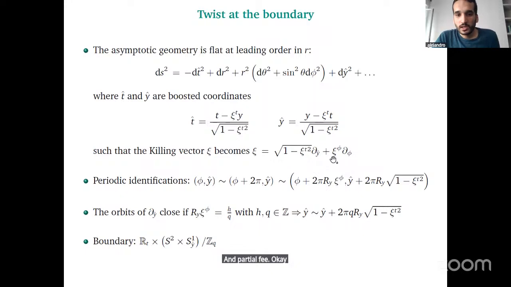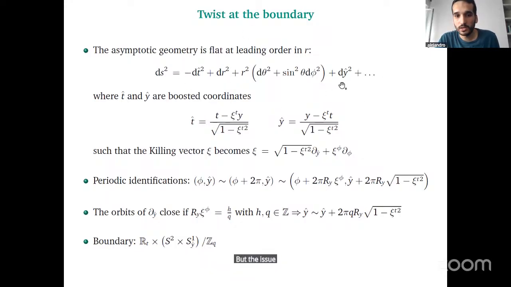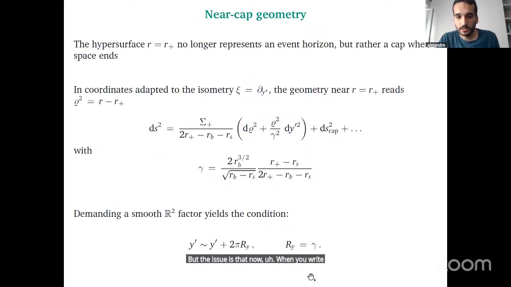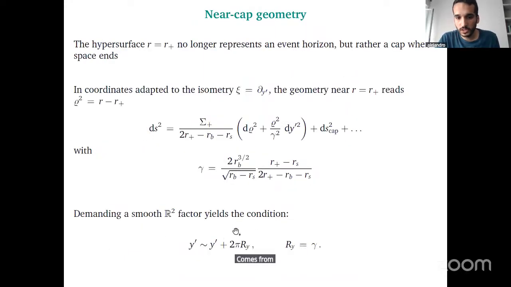In terms of these hatted coordinates, the asymptotic geometry is this one at leading order in R. So it is asymptotically flat. But the issue is that now, when you write this identification in terms of these coordinates, you get these twisted periodic identifications for phi and the new y coordinate. This is the usual identification for phi, and this second one comes from this regularity condition.